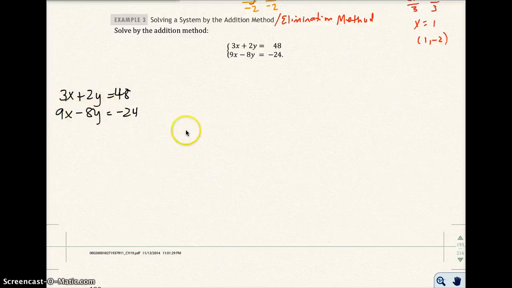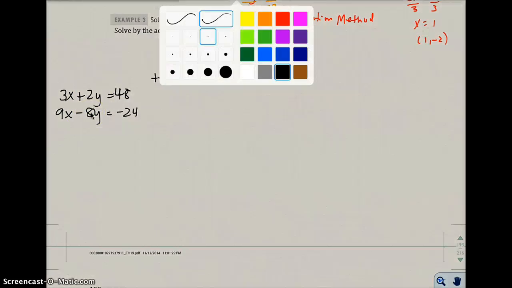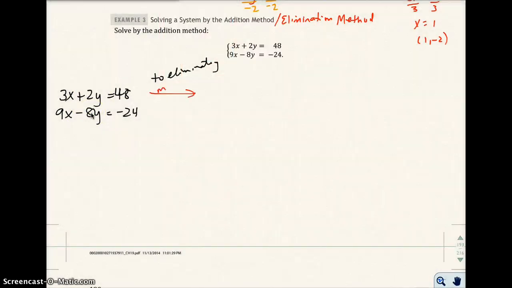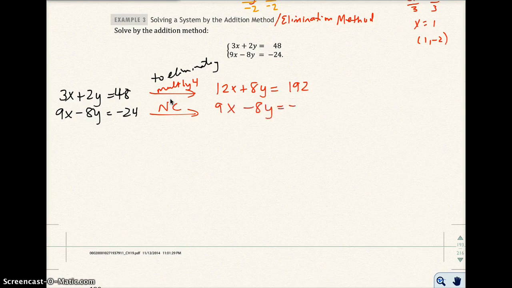Okay. So if I want to eliminate y, I need to have the same number in front of it, and one be positive and one negative. I'm going to multiply that top equation by 4. And the bottom equation, I'm going to have no change. What happens if I multiply the top equation by 4? That gives me 12x plus 8y equals whatever 48 times 4 is. I get 192. Now the bottom equation I have no change. I get 9x minus 8y equals -24.